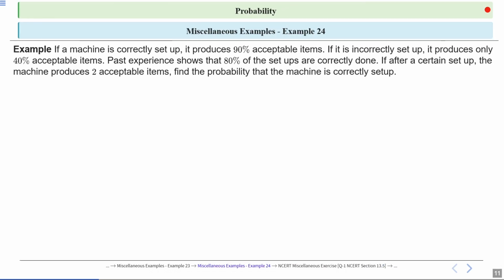In this example, we have a machine that is correctly set up, so it produces 90% acceptable items. If it is incorrectly set up, it produces only 40% acceptable items. Past experience shows that 80% of the setups are correctly done. So if after a certain setup, the machine produces two acceptable items, find the probability that the machine is correctly set up. So first of all, think about this.